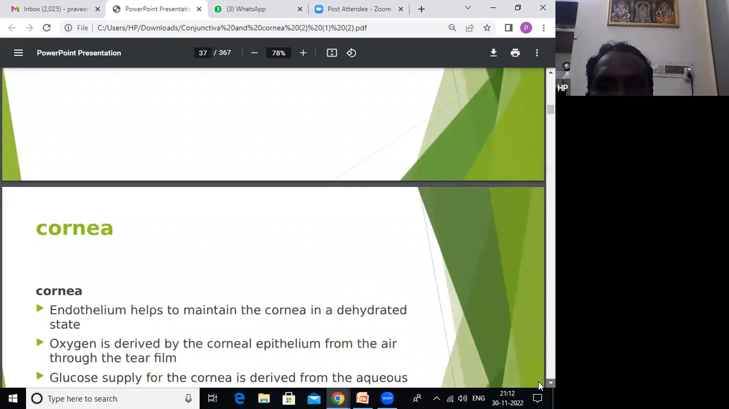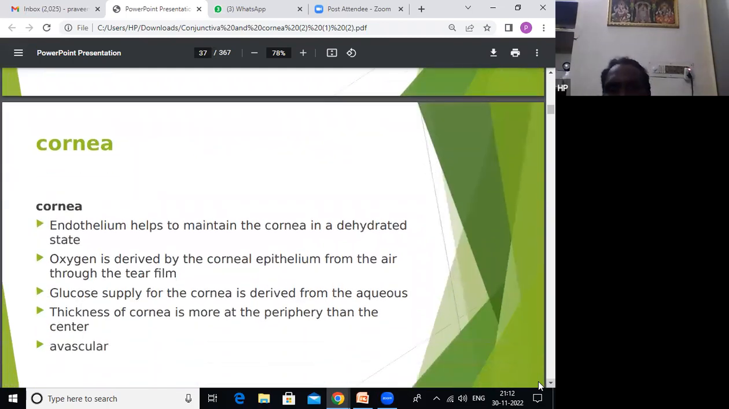This slide is very important. Oxygen for the cornea is derived from dash. It is derived from the air through the tear film. Because the cornea is an avascular structure, how does it get oxygen? Oxygen is derived by the corneal epithelium from the air. Glucose for the cornea is supplied from the aqueous. So oxygen is from the tear film, that means from the atmosphere, and glucose is from the aqueous inside the eye.